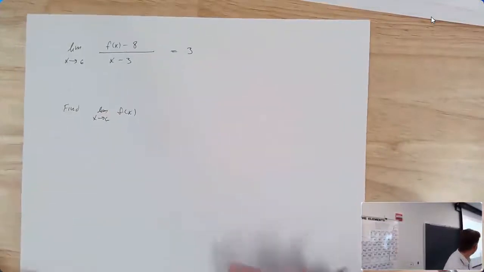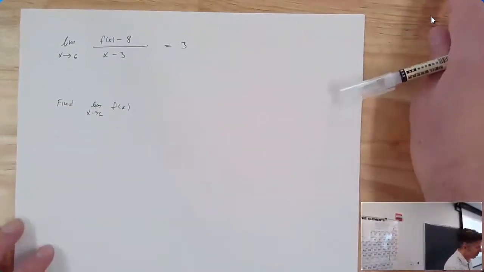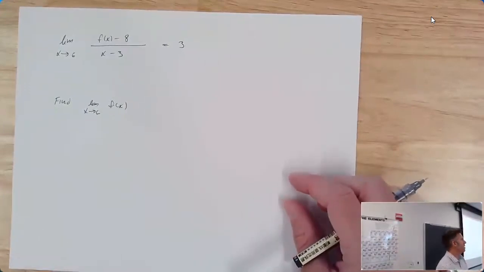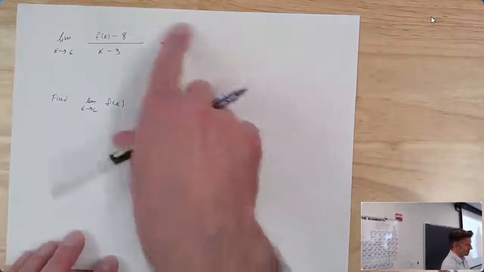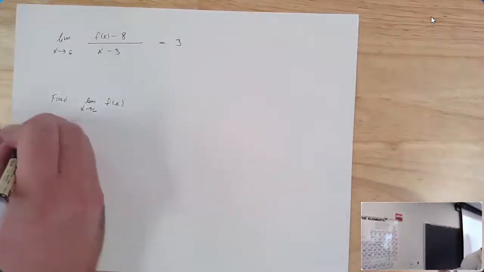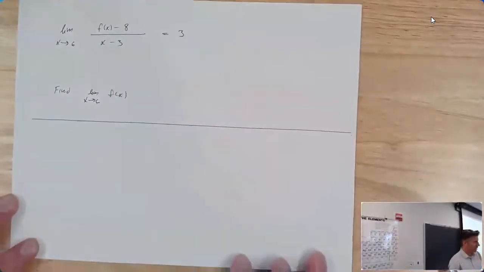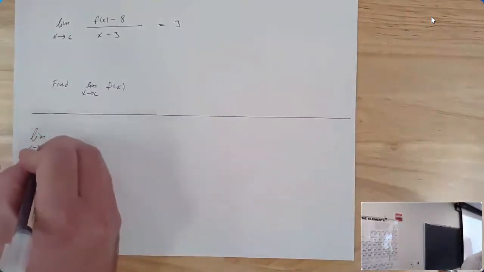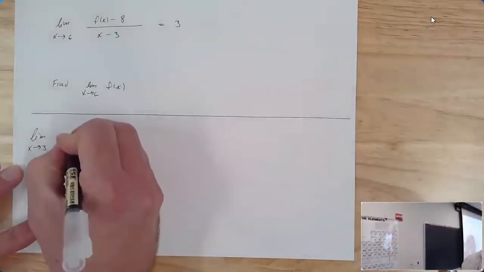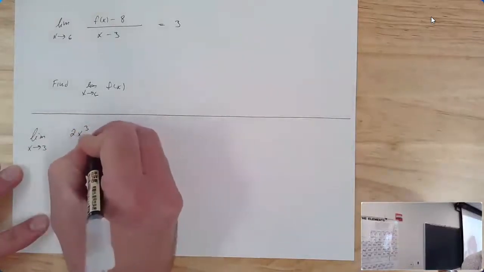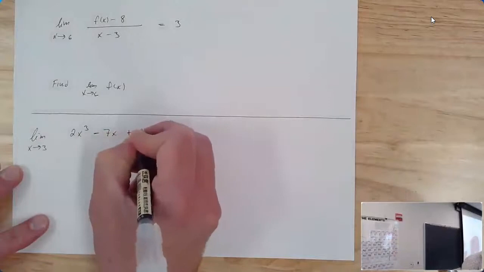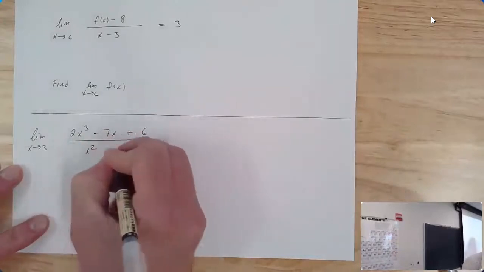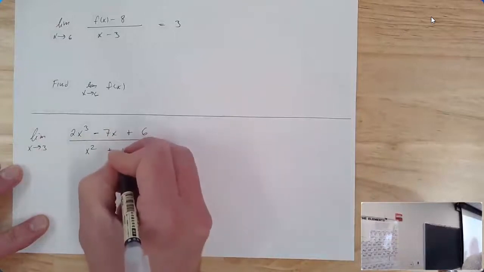So this actually is not a bad place to mention this. There are some limit rules. There's a whole list of limit rules that we never actually use. I'm going to come back to this in just a second, but let me show you one question that'll tell you about the limit rules. So let's say I want to find the limit as x approaches 3, let's make it terrible, of 2x cubed minus 7x plus 6 over x squared plus 1.